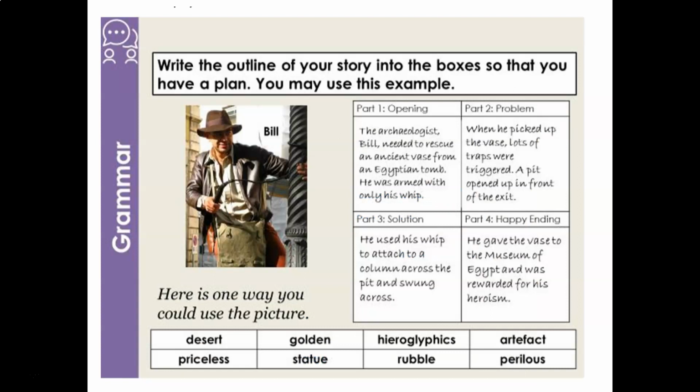The final task for you to do today is write an outline of your story. Basically, you're creating yourself a plan. There is an example one written here for you. You may use this. And you have your protagonist there, Bill. You can use him as your main character. You can also use any of the words in the vocabulary box at the bottom of the screen to help tell your story. I'd like you to spend at least 10 minutes on this planning task. So pause the video and complete your plan now.